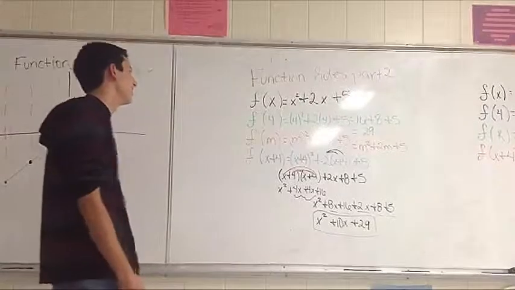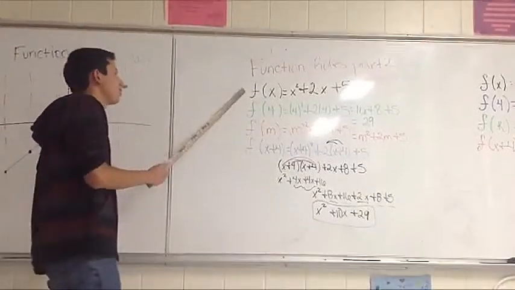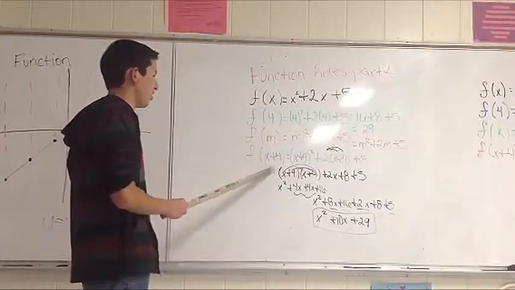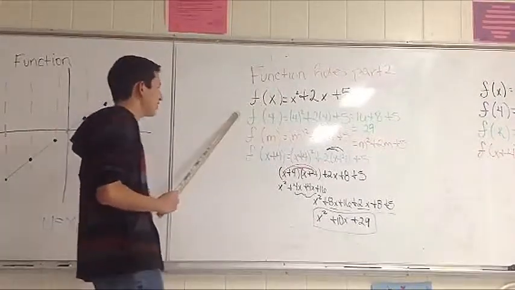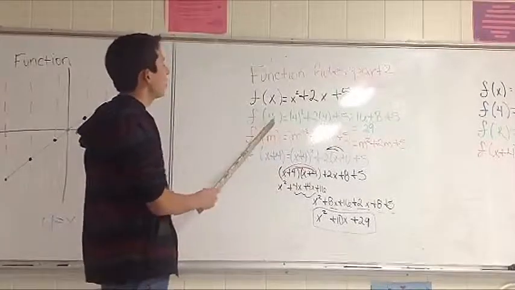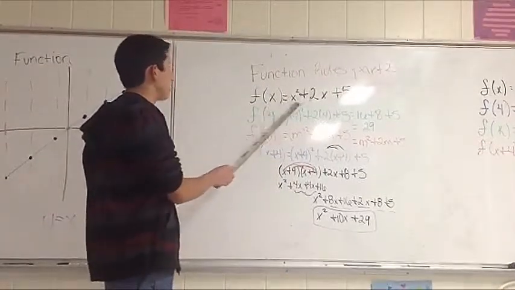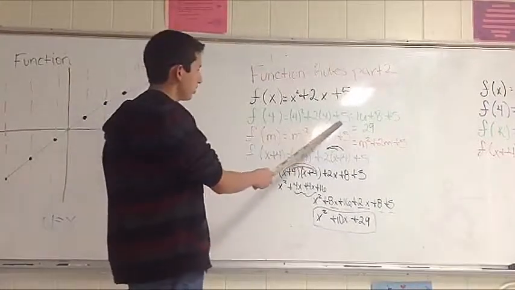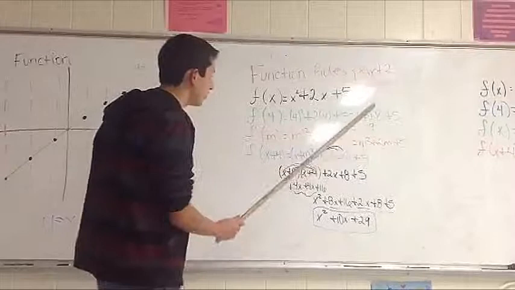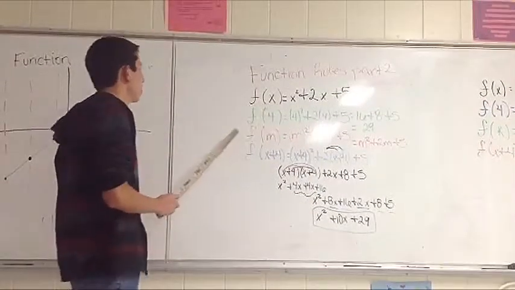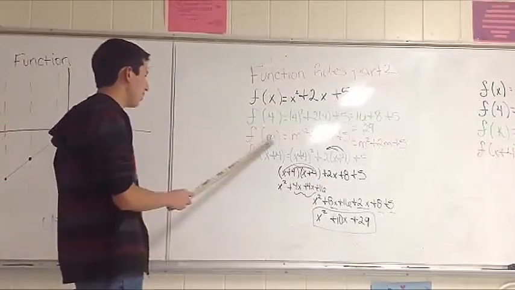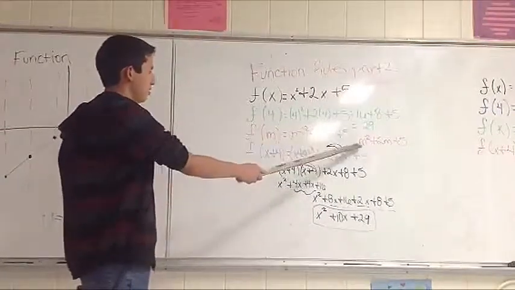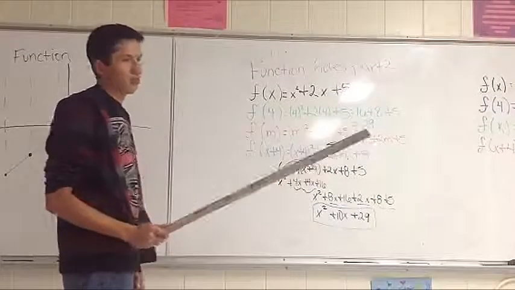Function rules, part 2. Using this function as our current function, we will plug in a number, a variable, and an expression. In the first example, we will use 4 as our number, and we will replace it with every x we have. So it would be 4 squared plus 2 times 4 plus 5, 16 plus 8 plus 5, which gives us 29. For the variable, which in this case is m, we will just replace the x's with the m's, which would just easily give us the same answer with a different variable.